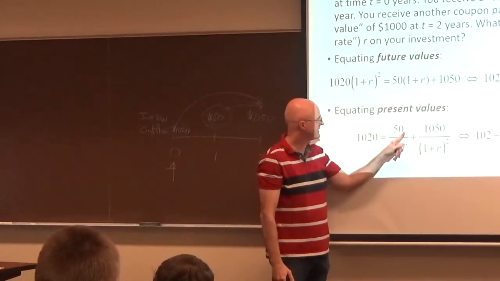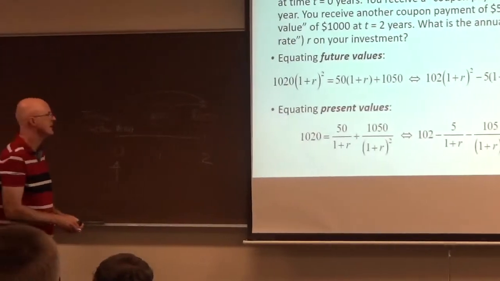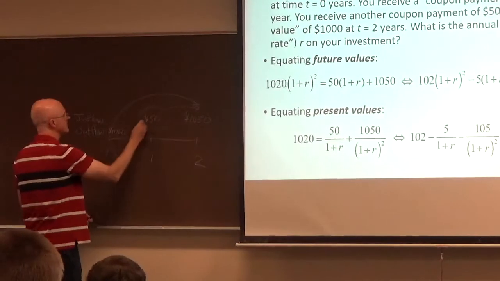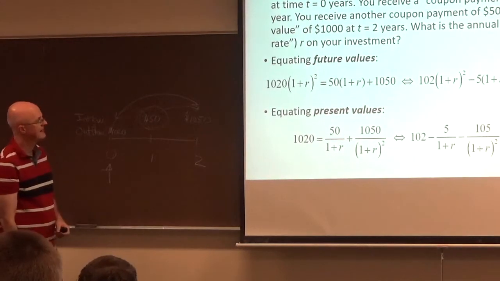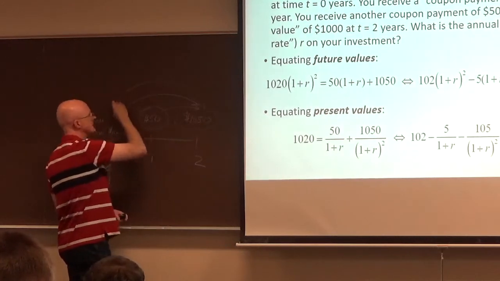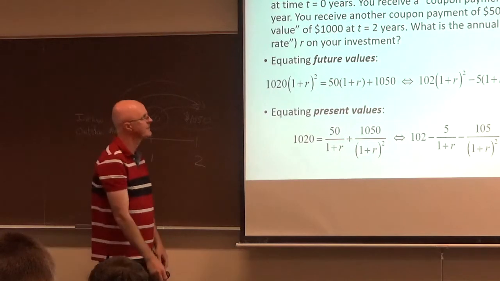But these other amounts, 50 and the 1,050, need to come back to time 0. We need to find their present values. We divide the 50 by 1 plus r because that's coming back by 1 year. And the 1,050 we divide by 1 plus r squared because that's coming back by 2 years. It's still compound interest, just thinking about it in a different way.